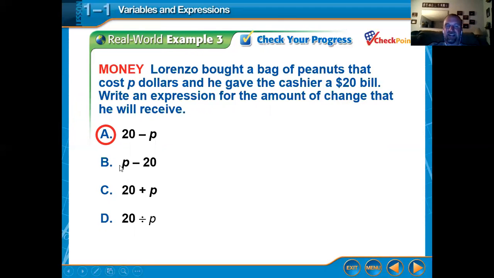Notice that B is the reverse of that, and with subtraction, you can't reverse the order. You're not taking $20 away from the price of the peanuts. You're taking the price of peanuts away from the 20 that he paid with to get his change.